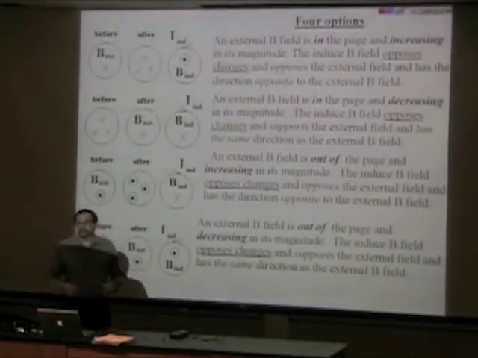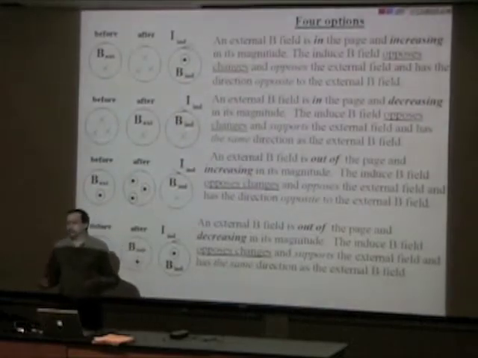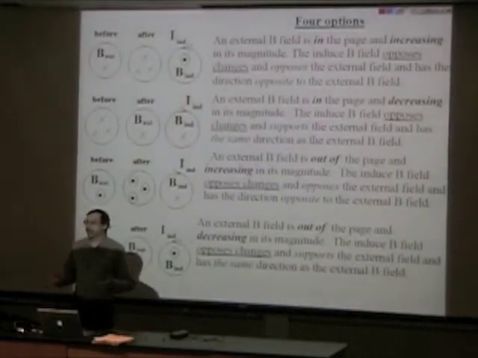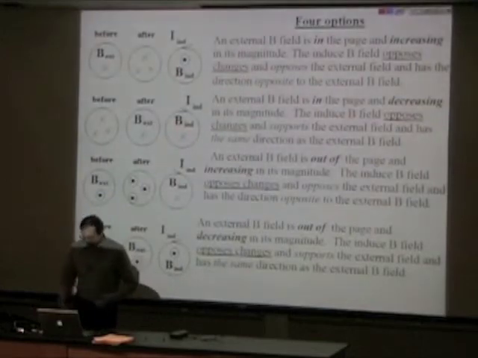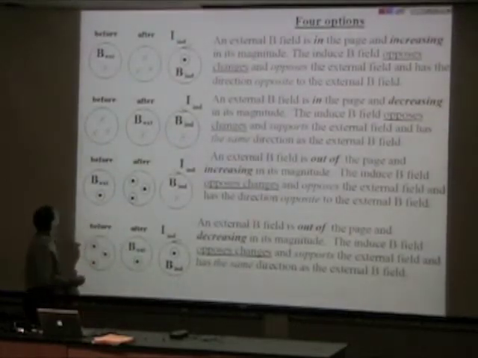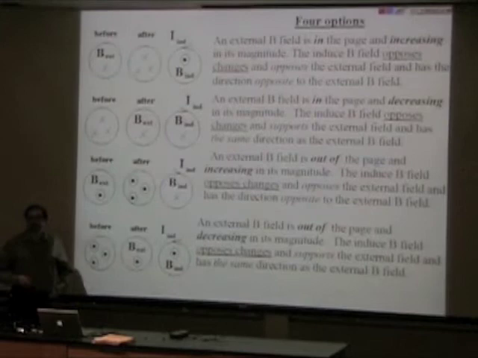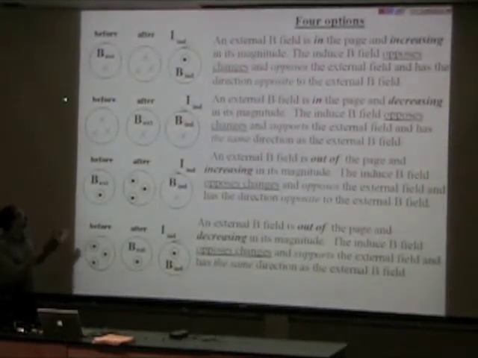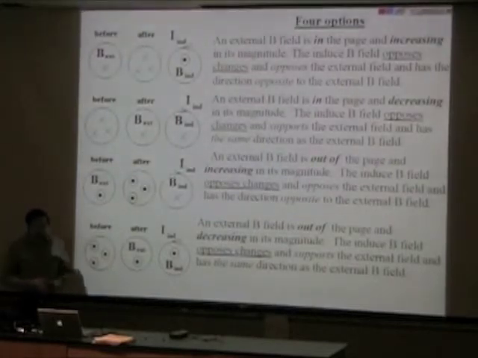So these four pictures represent all cases related to application of Lenz's law when we are looking for the direction of the induced magnetic field or induced current. It's a straightforward problem. We know what is happening to the external magnetic field, and we can figure out what is happening to the induced magnetic field because it always opposes the changes happening to the external magnetic field.